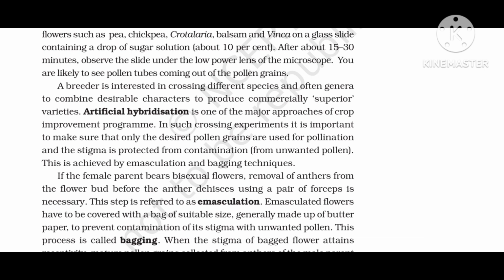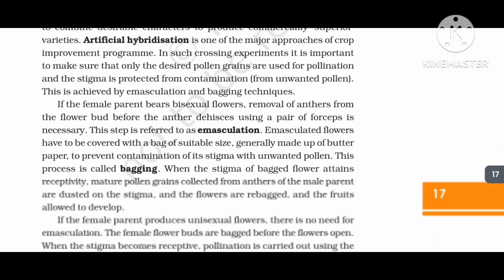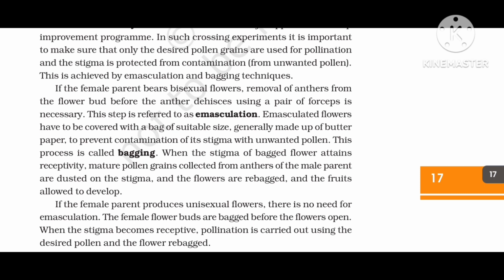Double fertilization. After entering one of the synergids, the pollen tube releases the two male gametes into the cytoplasm of the synergid. One of the male gametes moves toward the egg cell and fuses with its nucleus, thus completing the syngamy. This results in the formation of a diploid cell, the zygote.